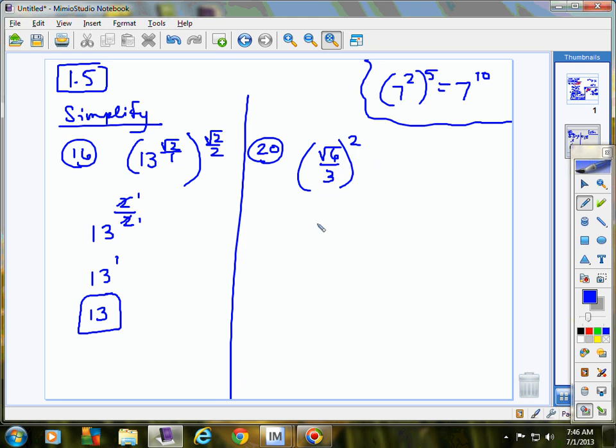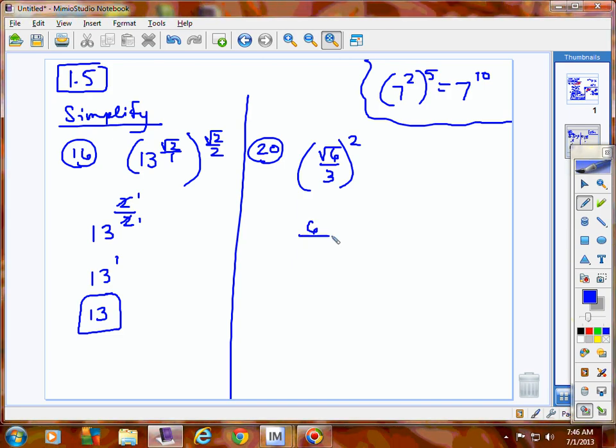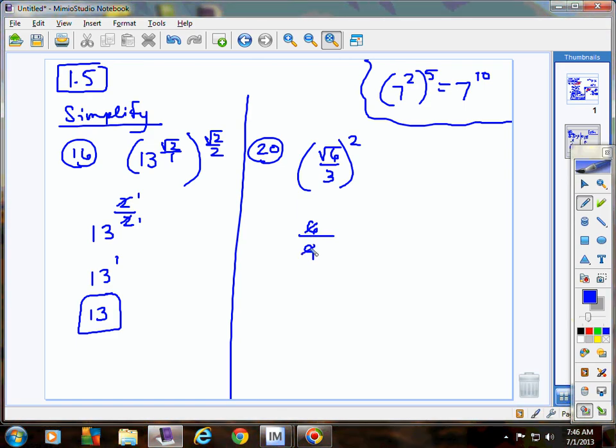Okay, square root of 6 times itself makes what? 6, right? And then 3 squared, 3 or 9? 9. It's not under a radical like the 6 says, so we've got to square it, and it's going to change appearance. So when we reduce that down, what do we get? 2/3, right?